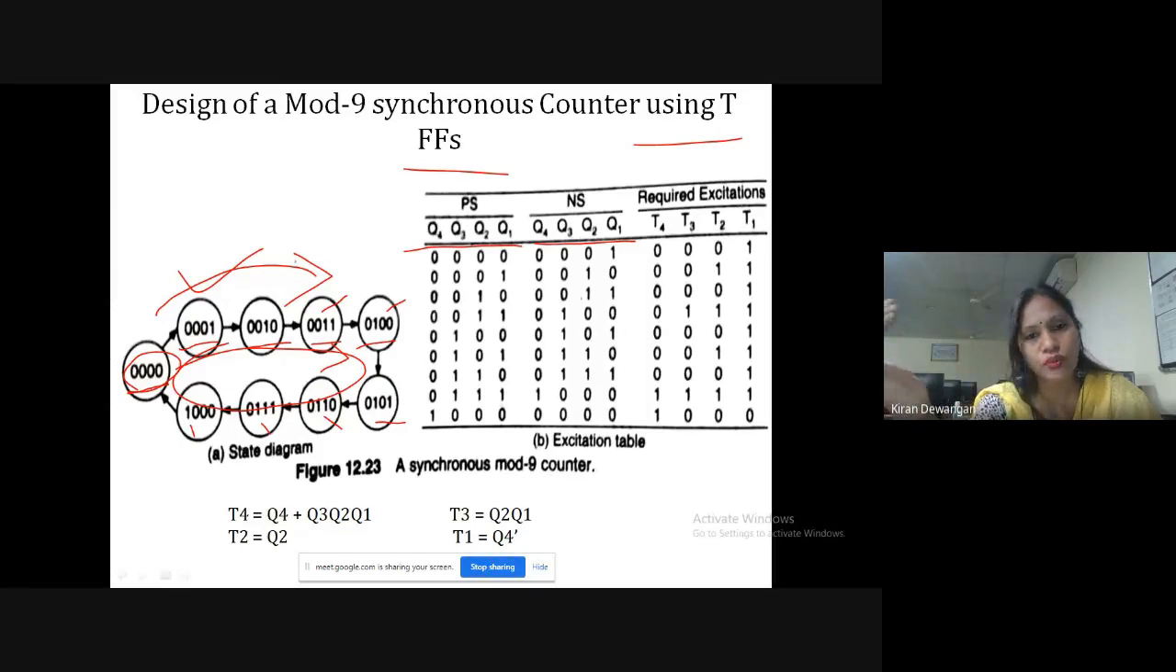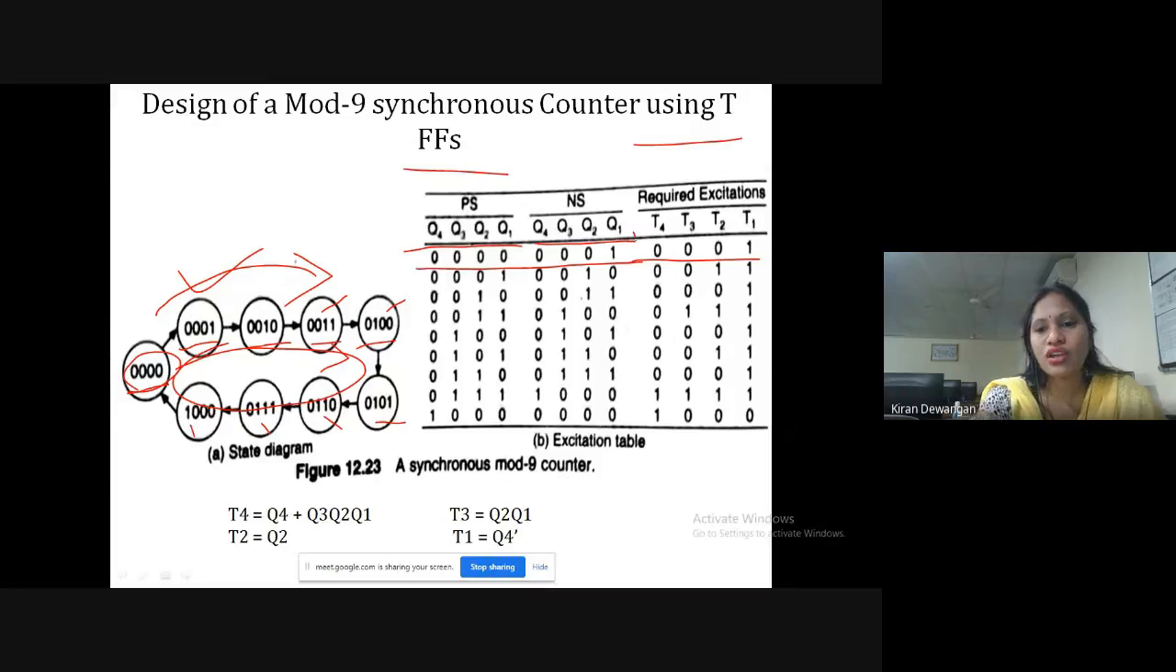T will be 0. 1 का 1 होगा या 0 का 0 होगा तो definitely will be no change condition. 0 से 1 हुआ, 1 से 0 हुआ, टॉगल हो गया. ठीक है. तो here we don't have any cross conditions. We'll be having either no change or a toggle state. So here the present state is 0 0 0 0. Next state is 0 0 0 1. So here we'll be writing all the required excitations.